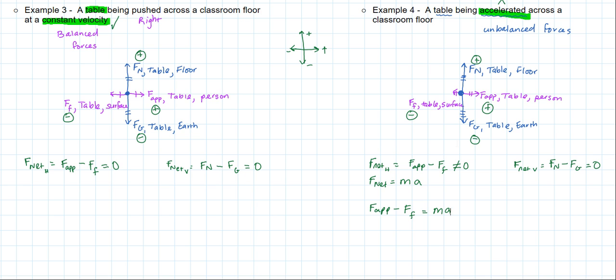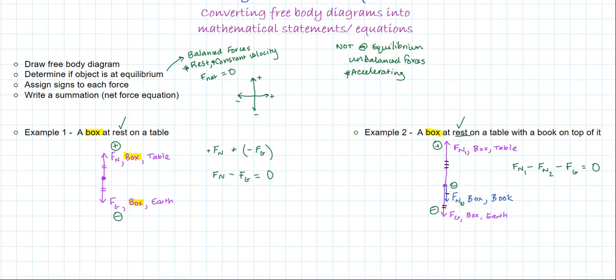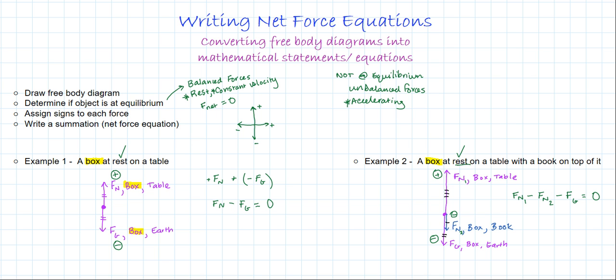So when you go through these processes, go through the steps, draw your force diagram according to the rules in the previous video. Determine if the object's at equilibrium. That's going to tell you, should I make my net force equal to 0, or should I make my net force equal to a number that comes out as the mass of the object times the acceleration of the object. Assign the signs to each force before you start writing out your summation. And remember, when you're summing, you're adding negative numbers sometimes, so you can just skip that step and just write it out as a subtraction rather than an addition.